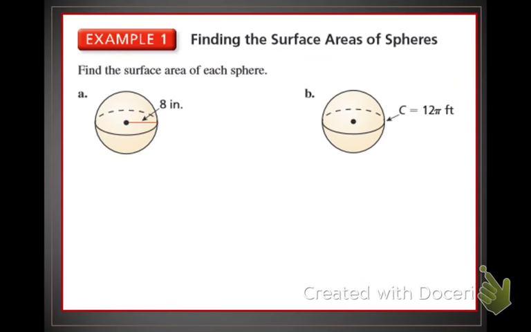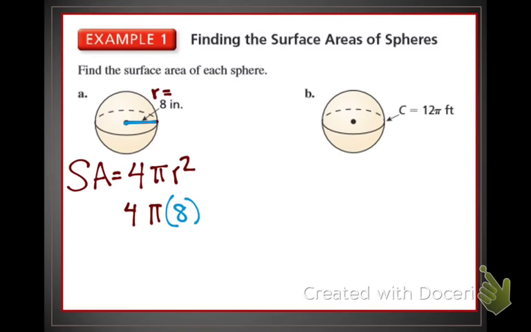So we are going to do our first 2 examples. We can start by writing the formulas. When I write the formula, I actually write SA because it is a bit simpler. So the only thing you need to know is the radius, which they have labeled here. The radius goes from the center to the edge. So we will plug in the radius, which is 8 squared. So 8 squared is 64.